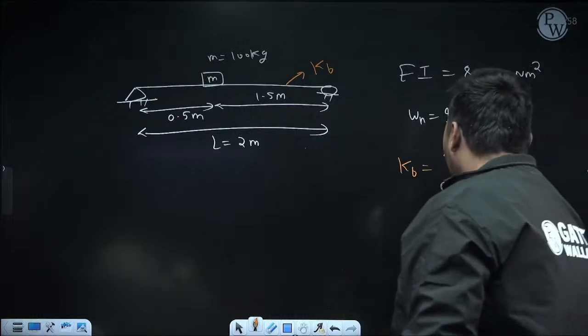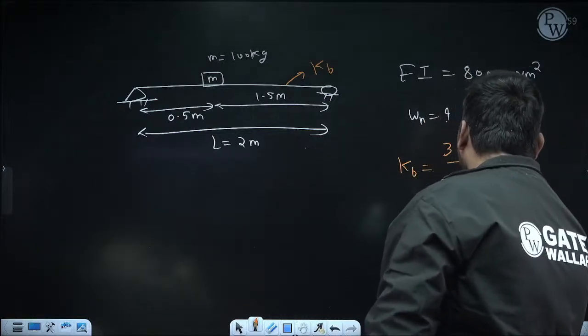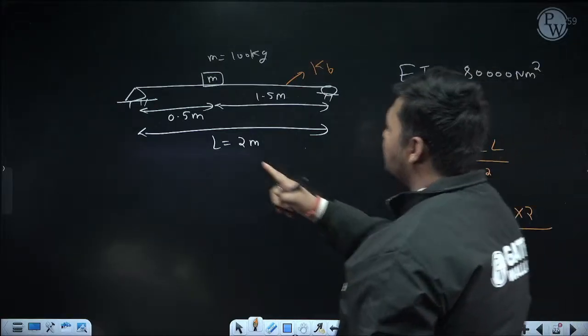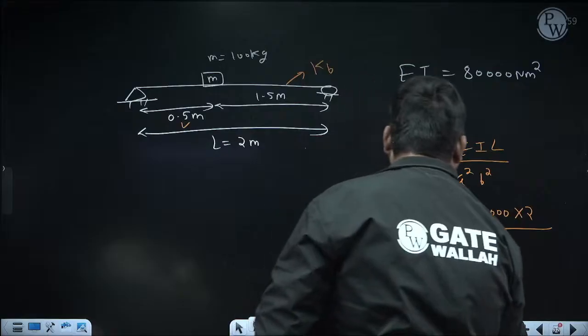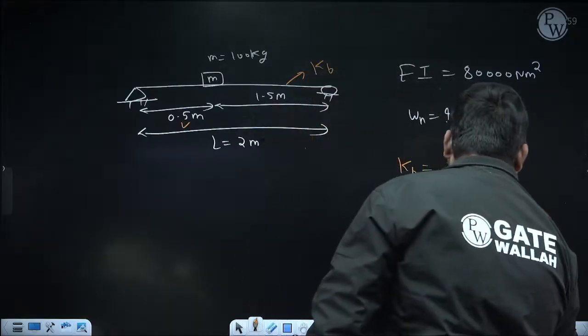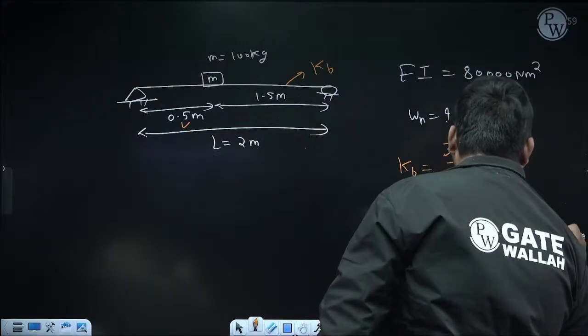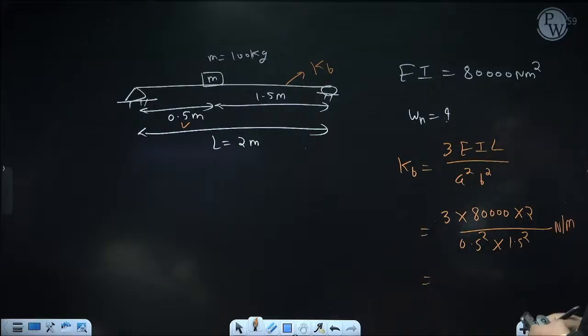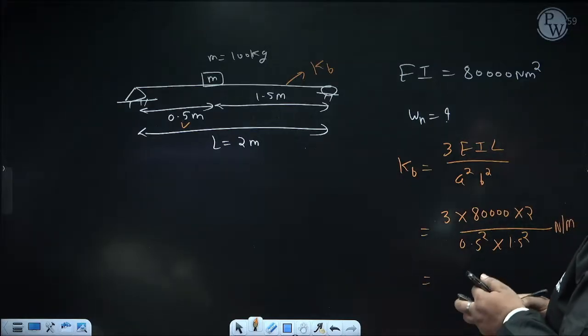Now just put the values. 3 EI is directly given, it is 80,000 into L, which is 2 meter, upon A square. Suppose this distance I am considering as A, it is 0.5 meter, so square. Then this distance 1.5 will be B, so into 1.5 square. If you are taking SI units, the bending stiffness unit will be Newton per meter, because ultimately it is force per unit deflection. The SI unit of force is Newton, the SI unit of deflection is meter. So the unit of bending stiffness will be Newton per meter.